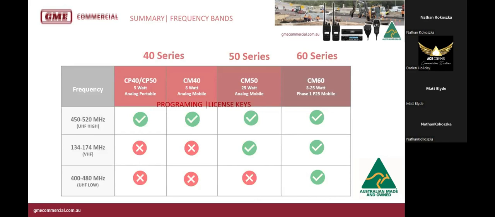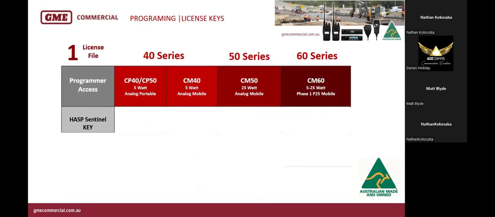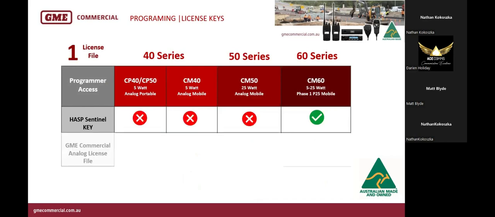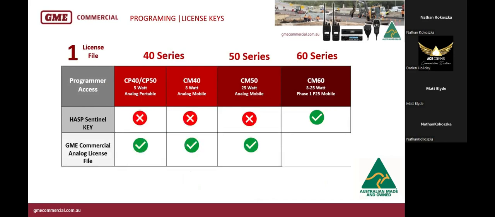To cover off on the programming and license keys, the HASP Sentinel key, I've had mixed reviews about that in the channel. A lot of dealers love it because it makes them feel like it's a bit more exclusive. A lot of dealers didn't really like it because they might lose the HASP key or forget it when they're going out to do an install. So in any event, what we have done is introduced a new license key called the GME Commercial Analog License File. That's generated by Tony's team.